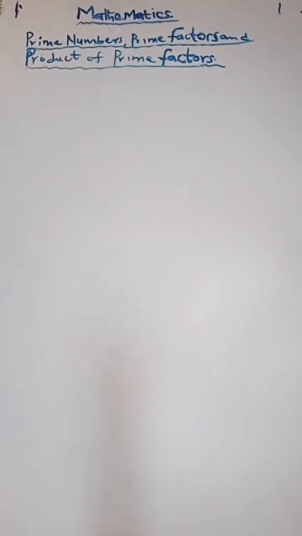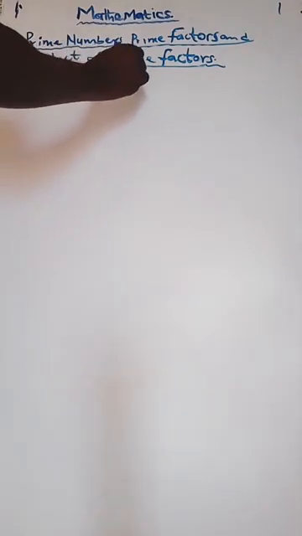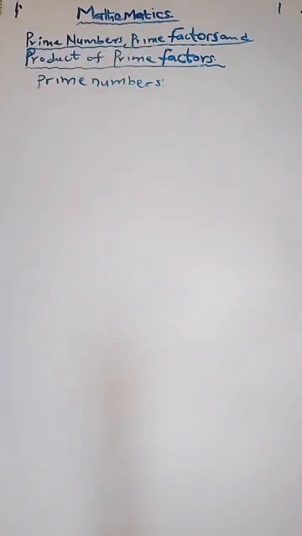Today, we want to look at prime numbers, prime factors, and product of prime factors. Let's look at prime numbers. A prime number is a number that has only two factors. It can be divided by 1 and by itself. We have discussed prime numbers in one of our previous videos. So if you need more insight about prime numbers, you can check our video on basic numbers in mathematics.